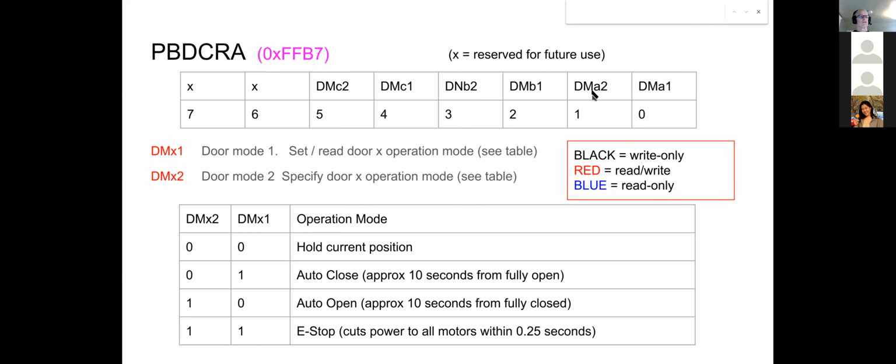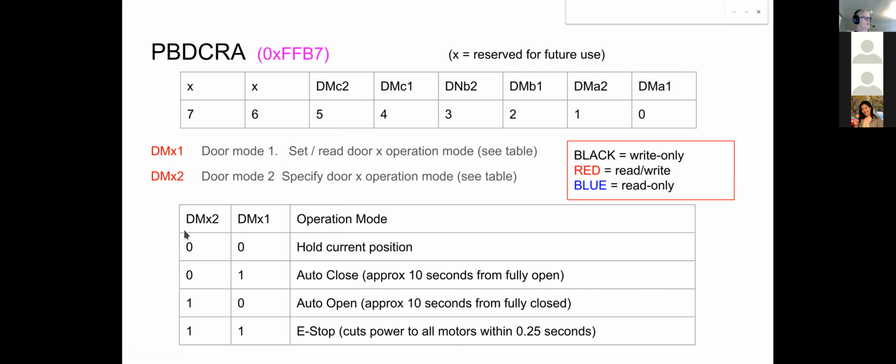We have DMA1, DMA2, DMB1, DMB2, DMC1, DMC2. And DMX1 is door mode 1, which means you can set or read the operation mode of door X, X being the second character from the right, and door set mode 2. So what do they mean?